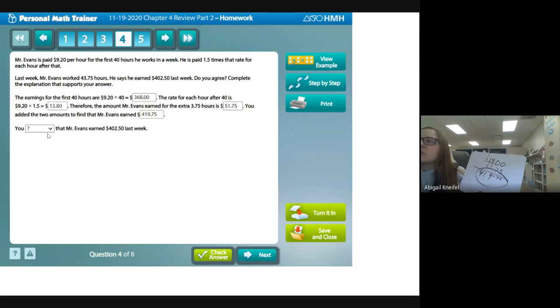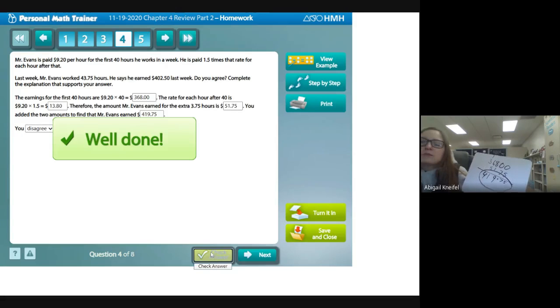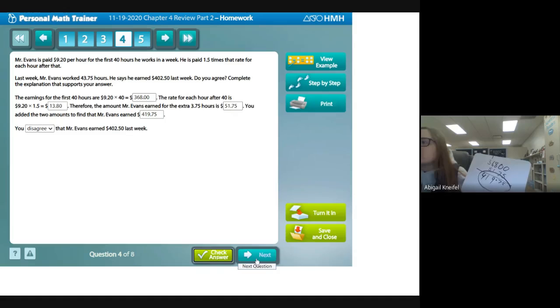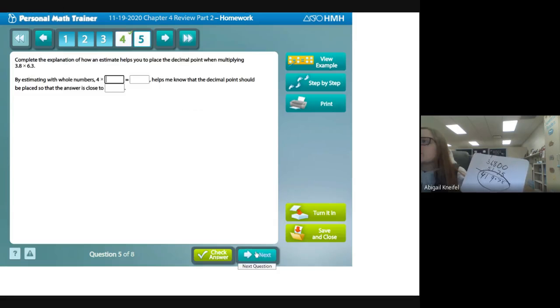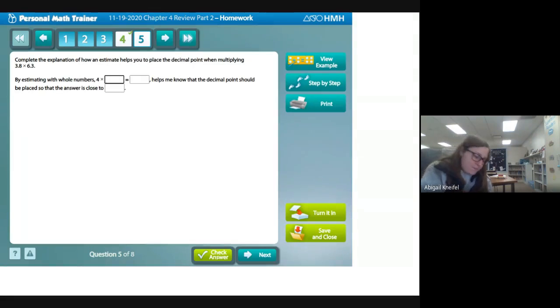So do we agree that he made 402? No, we don't agree. We disagree. Okay, now let's check our answer. Woohoo! Gosh, we are so smart. All right, that was a really long problem, but guess what? We were able to do it. All right, the next problem.